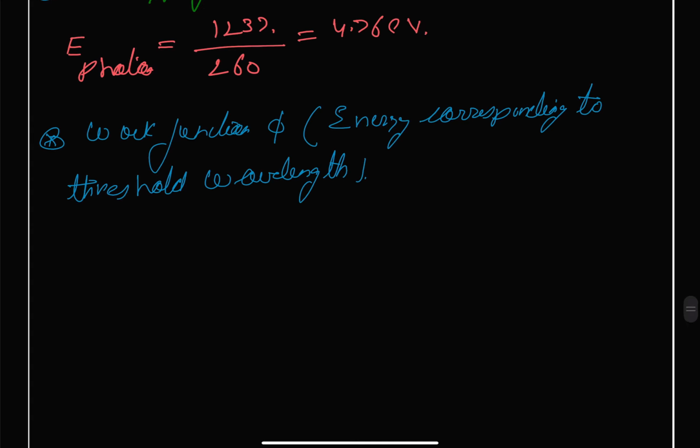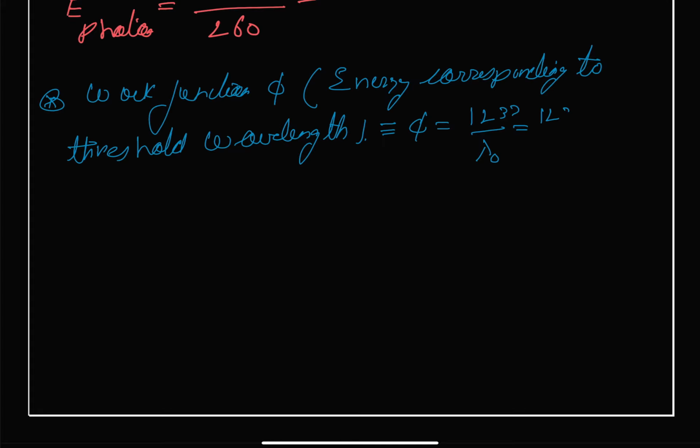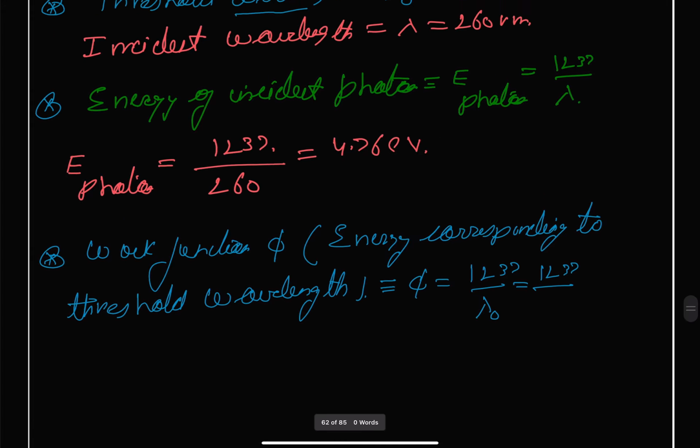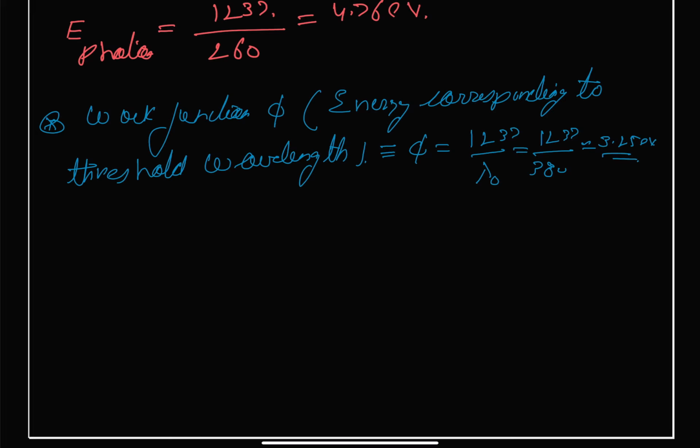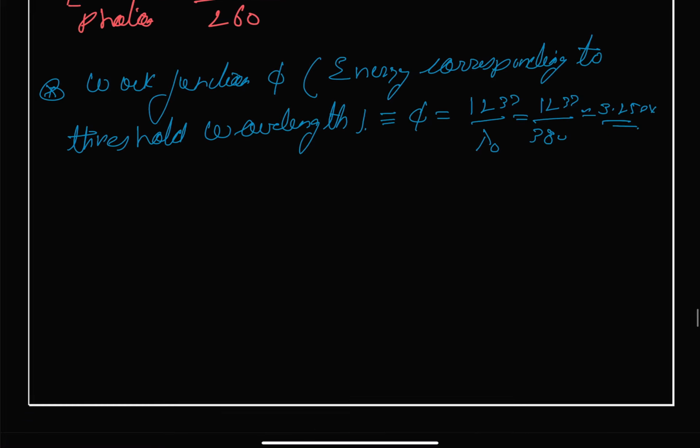And therefore we can say our phi will be equal to 1237 divided by lambda naught, which comes as 1237 over 380, since lambda naught is 380, so this is approximately equal to 3.25 electron volt. Now easily we can find out our maximum kinetic energy.